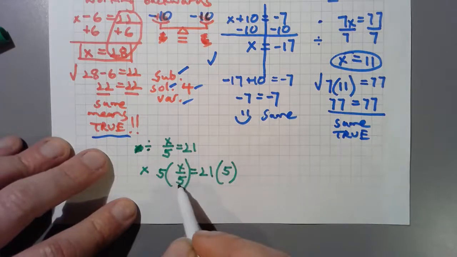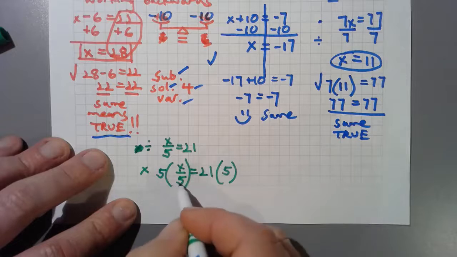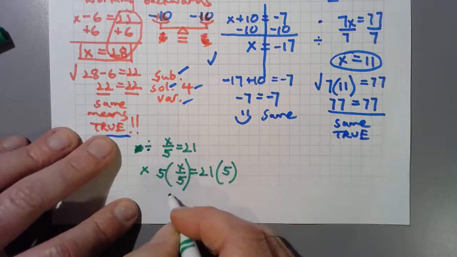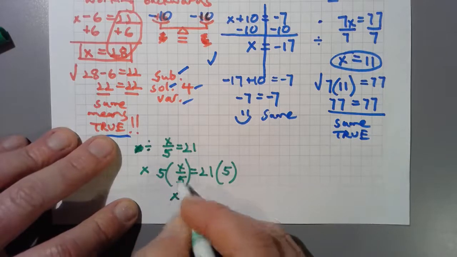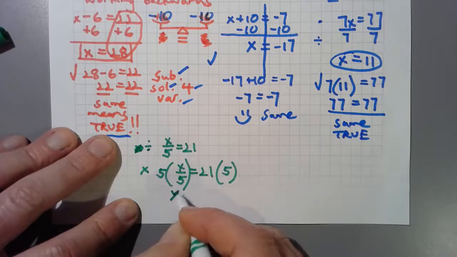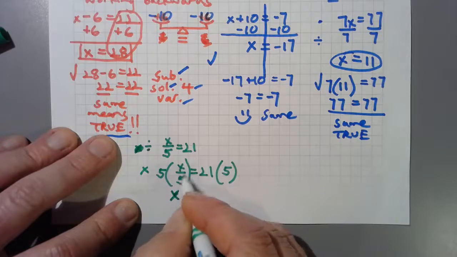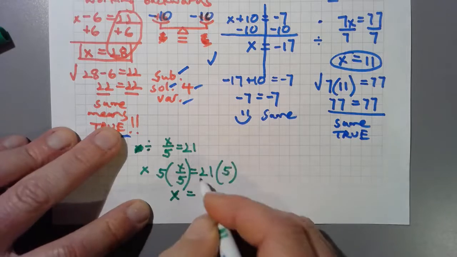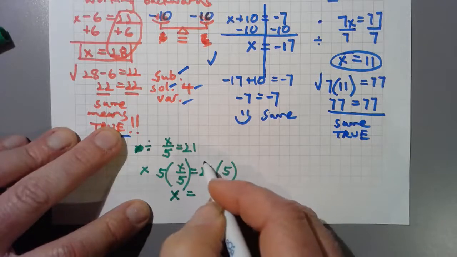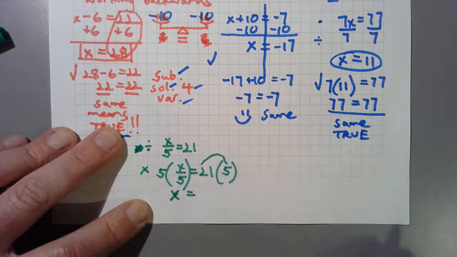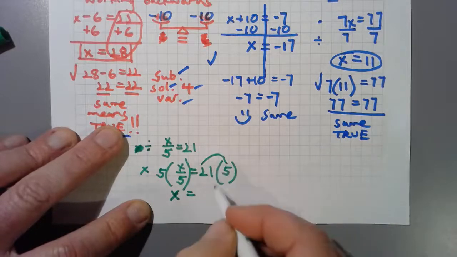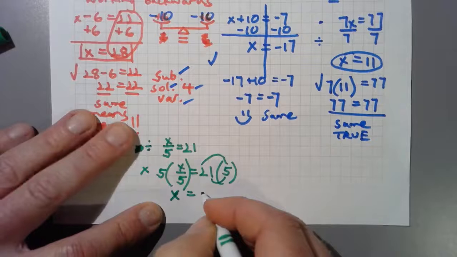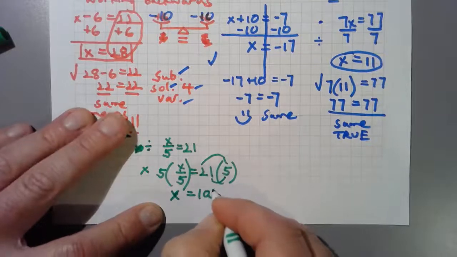If something divided by 5 is 21, if I multiply by 5, that leaves me with just that one thing. Instead of cut in 5 pieces, it's the whole thing now. And then we multiply over here. You can use distributive property. 20 times 5 is 100, and 1 times 5 is 5. X equals 105.